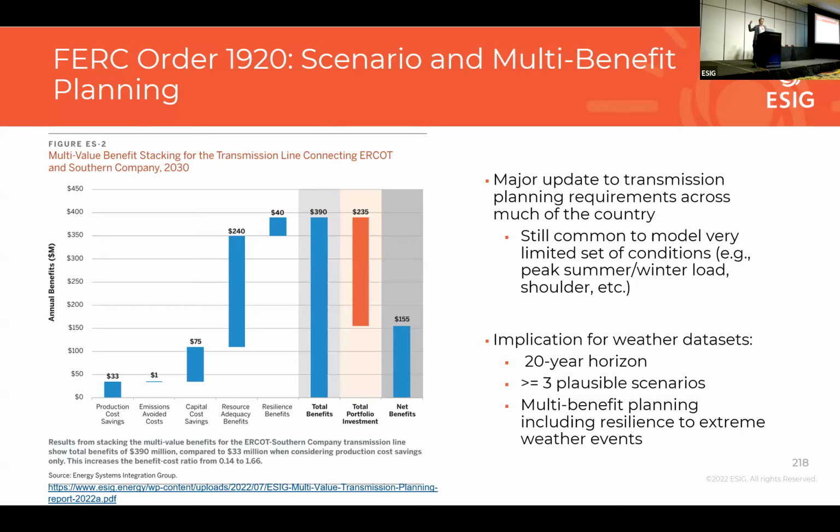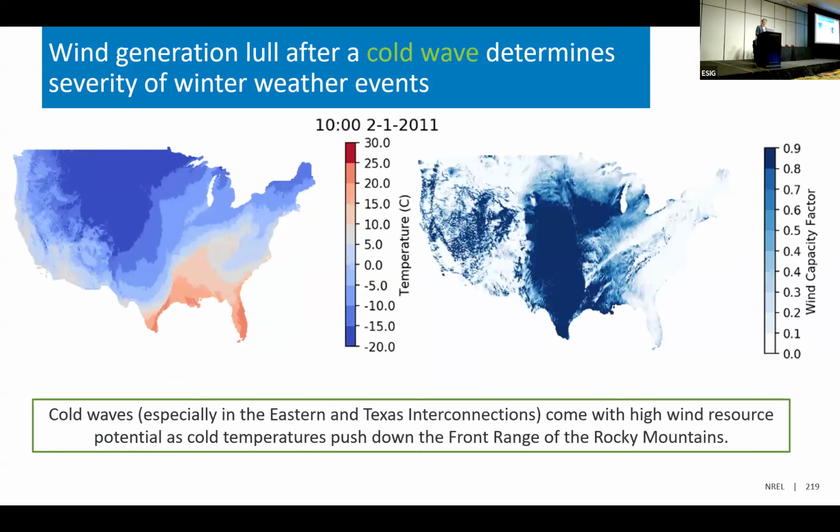Big thing I should have hit on, like at the very top here for multi-benefit planning, is this requirement of understanding the resilience benefit of these systems to extreme weather events. So that, again, just hits on this requirement for needing to characterize extreme weather in a reasonable and correct manner.